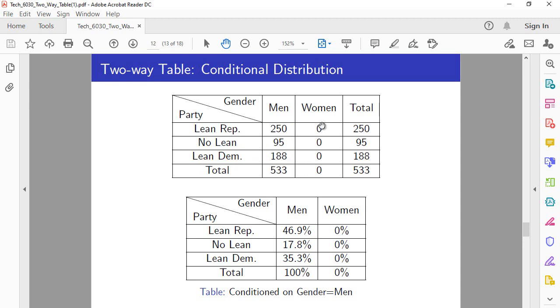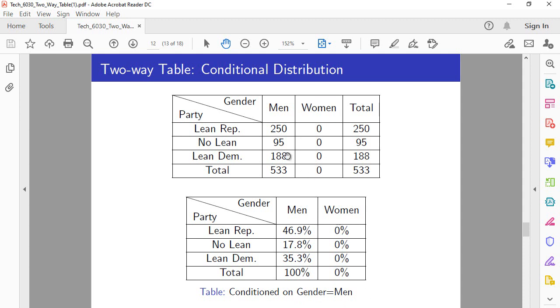The count for women in each of these categories for party is 0 now, because we are conditioning on the gender value equal to men. Because we are only looking at the men adults, the count for women will be all zeros now.